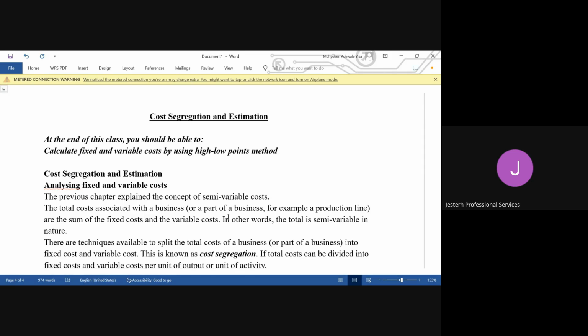Tonight, at the end of the class, I expect everyone to be able to know how to use the high and low method in separating a cost.